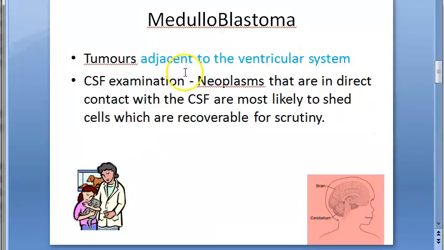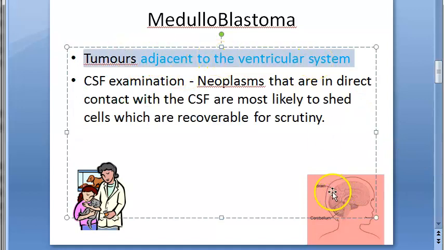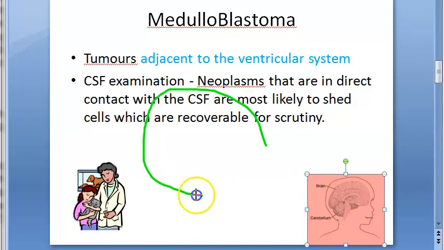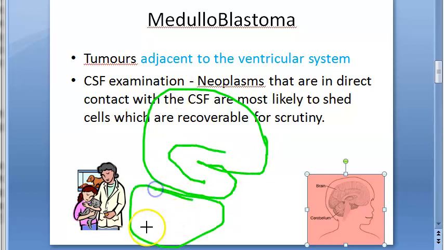Okay. So, the tumor is adjacent to the ventricular system. So, you can think where the ventricular system is, right? So, it is adjacent to that. If this is the brain, here are the ventricles and here is the cerebellum. So, it is adjacent to the ventricular system, right? Therefore, these cells can infiltrate into the CSF. So, when you do a CSF examination, you may be able to detect these cells, okay?